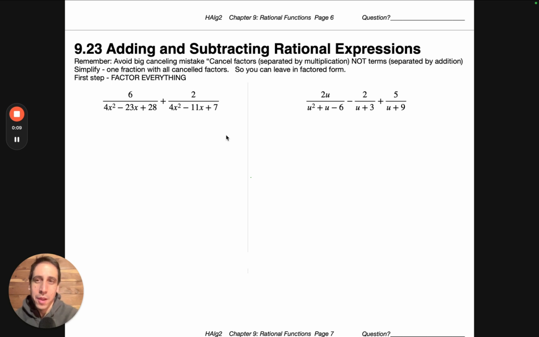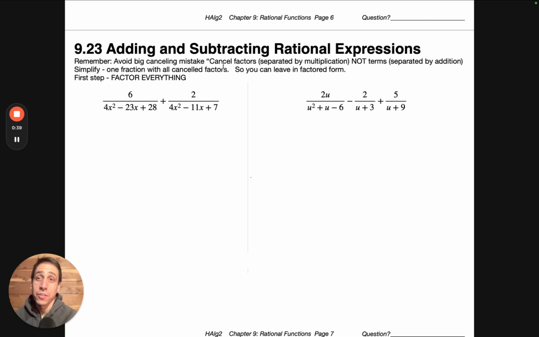Just a couple of quick reminders. First of all, I want you to remember to avoid the big canceling mistake. I want you to cancel factors that are separated by multiplication, not terms that are separated by addition. So it's going to be really important to make sure everything is in factored form to simplify. And when the instructions say simplify, that just means one fraction with all the canceled factors. So for that reason, you can actually leave the answer in factored form. Factored form is the goal.